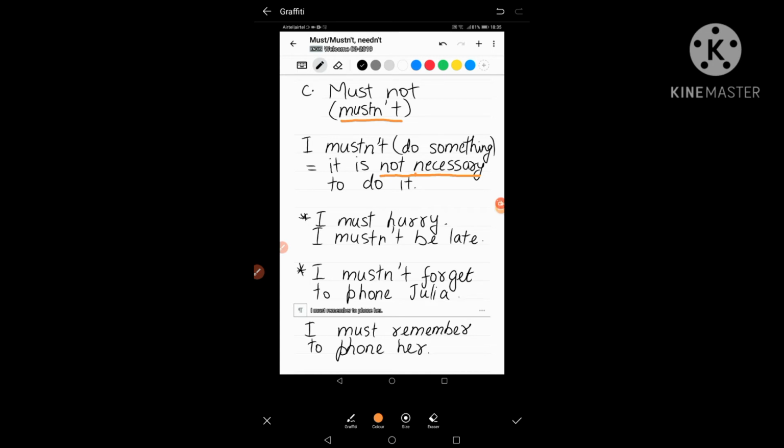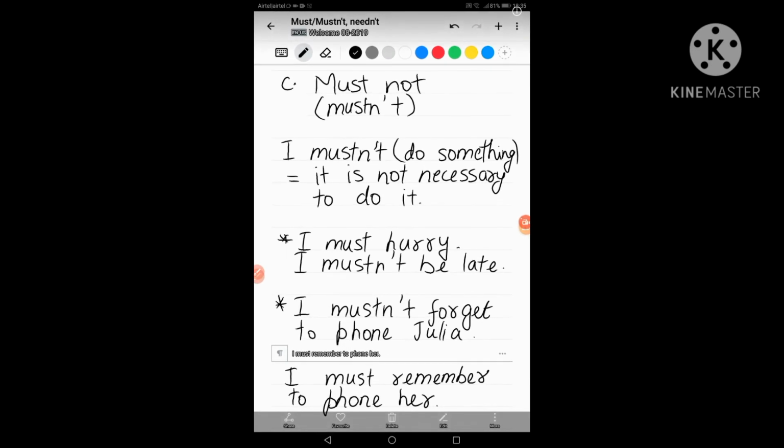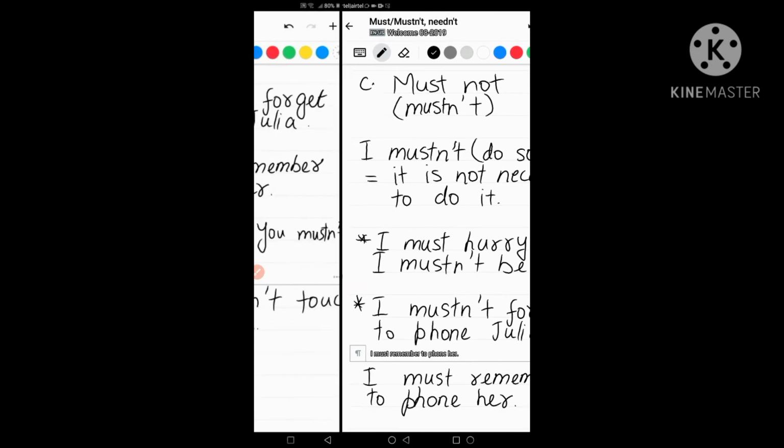For example, if you are doing some work or anything, and it is not necessary, for example, I must hurry, I mustn't be late. I mustn't forget to phone Julia. I must remember to phone her.